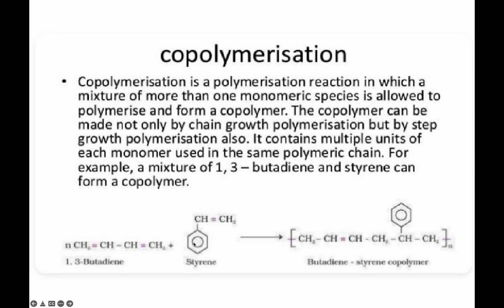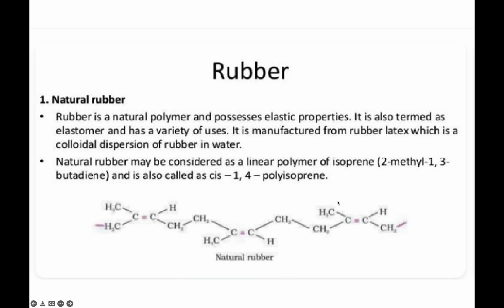So you can see here styrene CH2. So NCH2 CH2, it is 1,3-butadiene, and product side is CH2 CH2 CH. Here we are having a ring structure, CH2 N times. So it is a copolymer. Then rubber, it's very important.